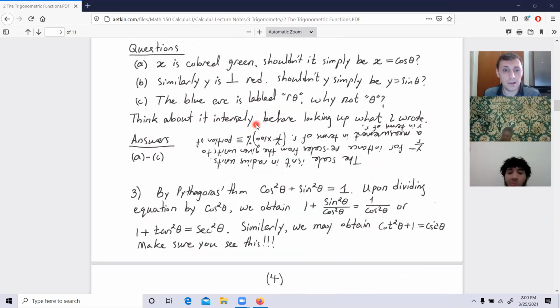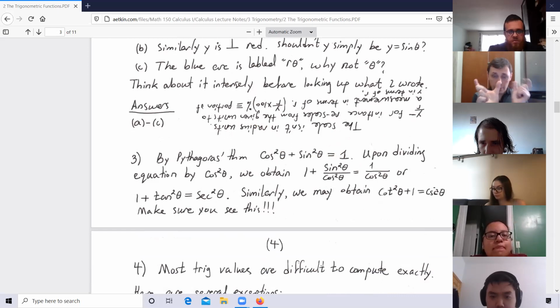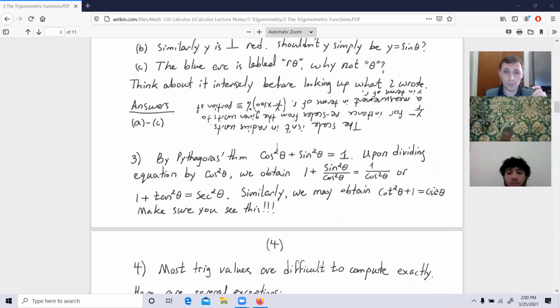So, by Pythagoras theorem, we know that cosine squared plus sine squared is 1. We know that because we proved that, guys. You should know the proof. Square the horizontal, square the vertical. You add them up, you get the square of the hypotenuse, which if you report it in units of radius, it will be this formula.